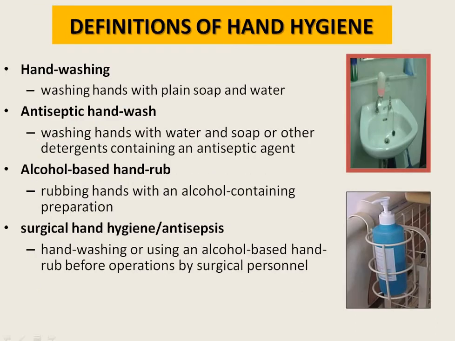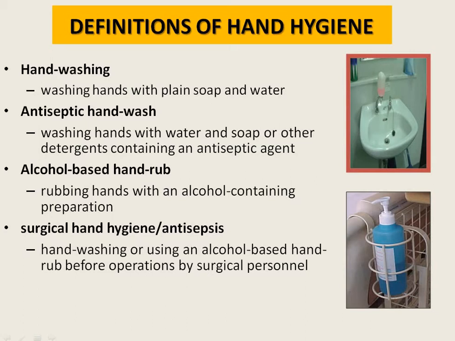Now, what is the definition of hand hygiene? Hand hygiene or hand washing starts with plain soap and water. Plain soap and water will clean out the dirt as well as any kind of infective material on the body. After that, we have to use the antiseptic hand wash. What is antiseptic hand wash? Antiseptic hand wash is washing hands with water, soap or other detergent containing an antiseptic agent, which will decrease the infection to 99% from the hands.